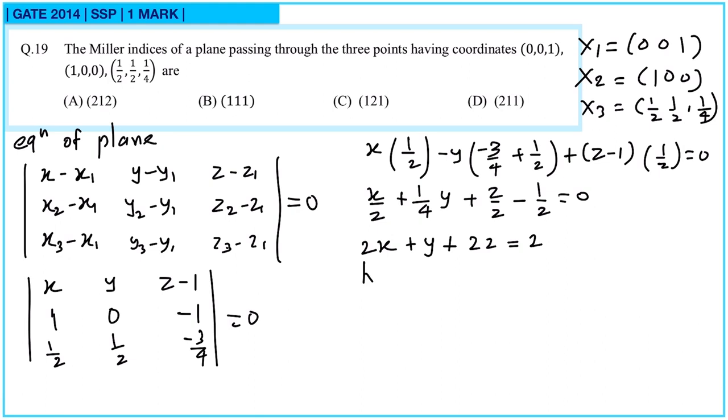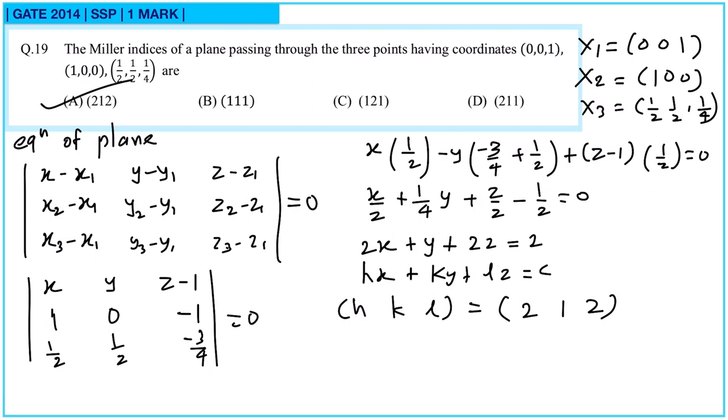And this we can compare with hx plus ky plus lz, and that is equal to some constant. So let me write some constant here. So by comparison we will get hkl is equal to 212. So option A is correct.